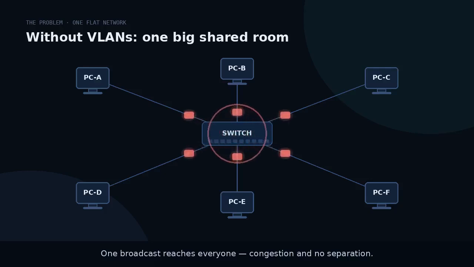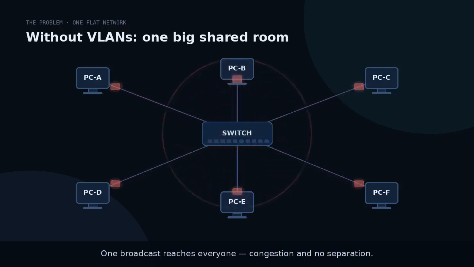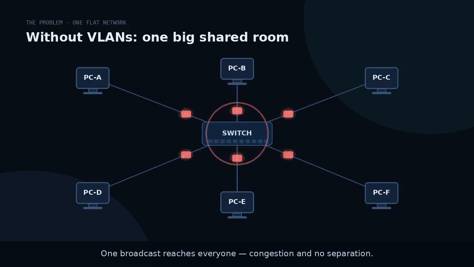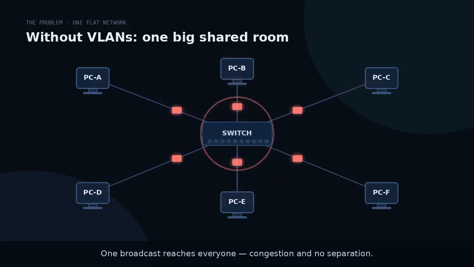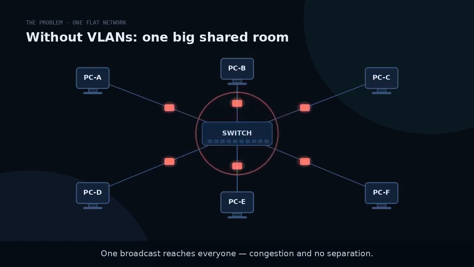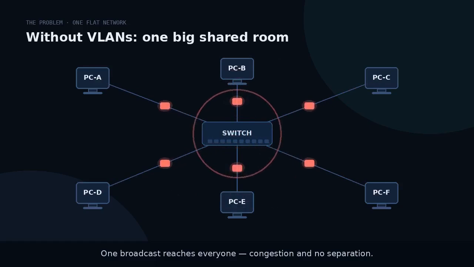Imagine a single switch with every device plugged into it. By default they all live on one network, one big broadcast domain. Think of it as one large room with no walls. When any device sends a broadcast, every other device hears it. That creates two headaches. First, congestion. As you add devices, broadcast traffic grows and everyone is interrupted by messages meant for someone else.